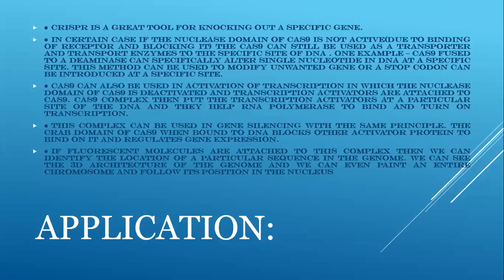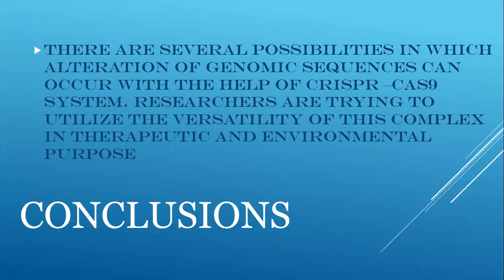So these are very, very important. You can even use fluorescent molecules to trace your gene of interest, its locus within the body, using the CRISPR-Cas9 system. So there are several possibilities in which alteration of genome sequences can occur with the help of the CRISPR-Cas9 system. Researchers are trying to utilize the versatility of this complex for therapeutic and environmental purposes.